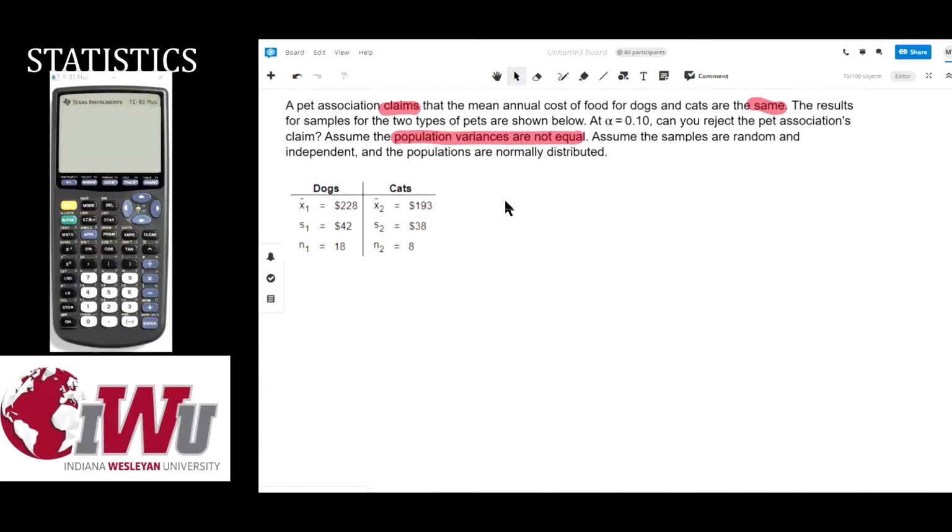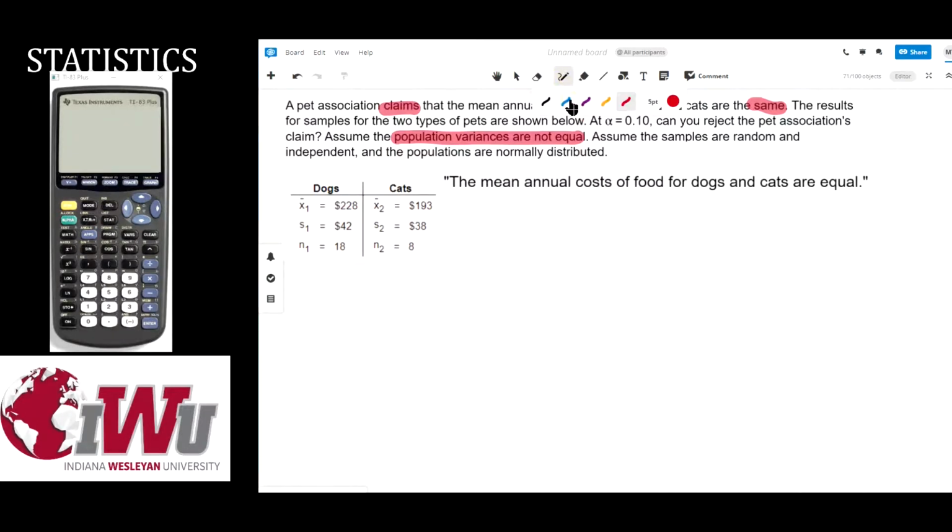So again, just making sure we emphasize this, the claim. The claim is right here. Well, let's get this off the screen here. The claim is the mean annual cost of food for dogs and cats is the same. So that's the claim. The claim is that they're equal.